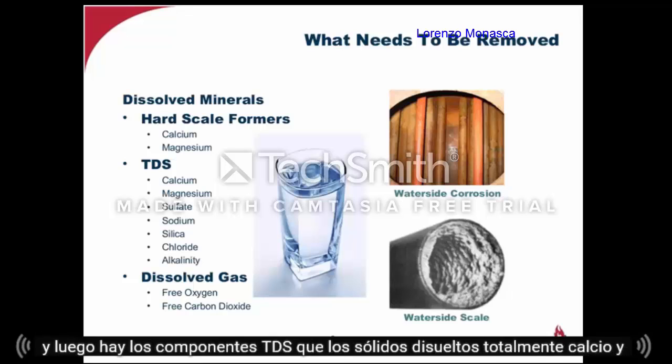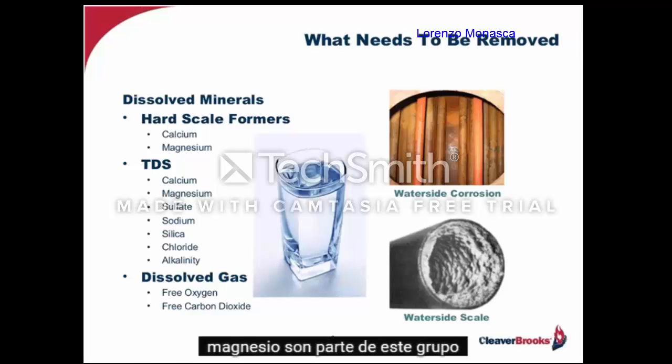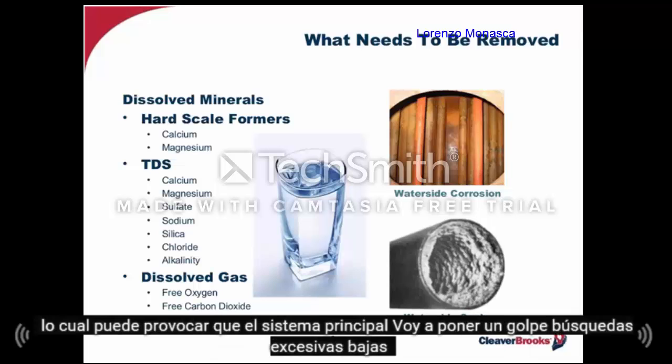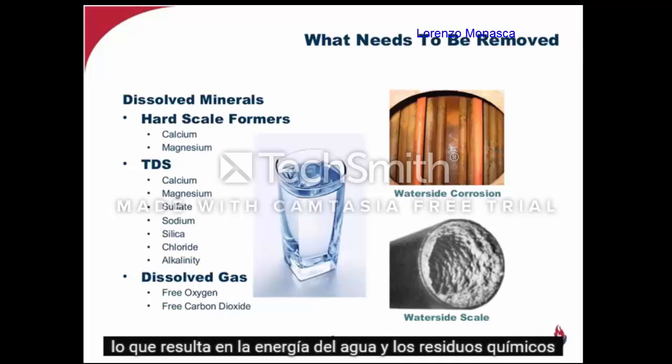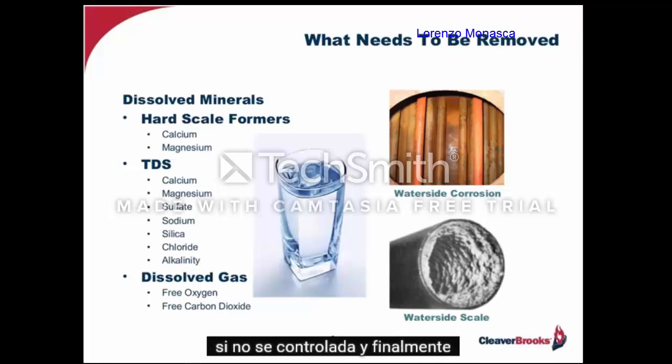And then there's the TDS components, the totally dissolved solids. Calcium and magnesium are part of this group, but it also includes sodium, silica, chloride, sulfates, and alkalinity carbonates. These too are dissolved minerals which you can't see, which can cause major system upsets and excessive surface blowdowns, resulting in water, energy, and chemical waste, if not properly controlled.